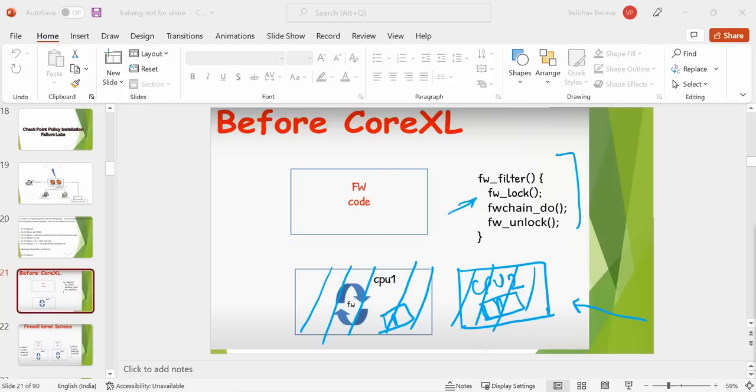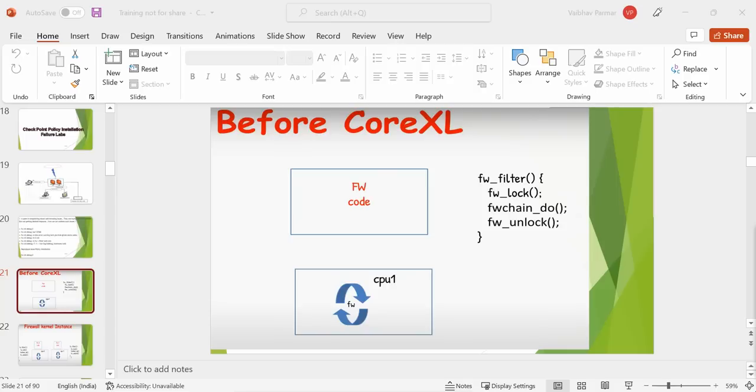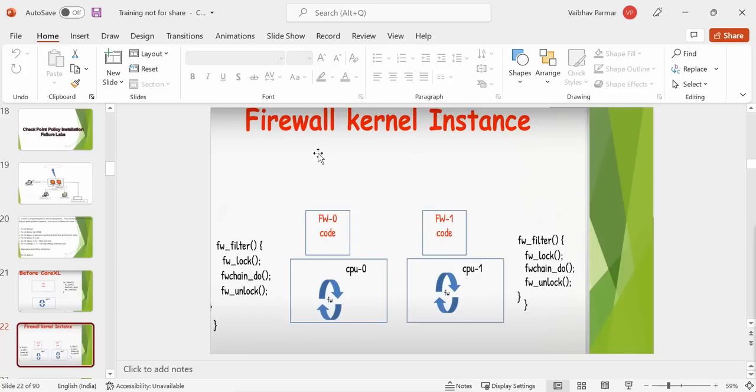This was a simple code they were running. Whatever packets came to the firewall, it locked itself, then did the processing on that packet, and then unlocked itself, so the next packet could come and be processed. That was the fundamental. Later on, they realized that this would not work because of the throughput and the rest of the criteria. So this approach was not helpful. They introduced a new feature, which they call the firewall kernel instances.